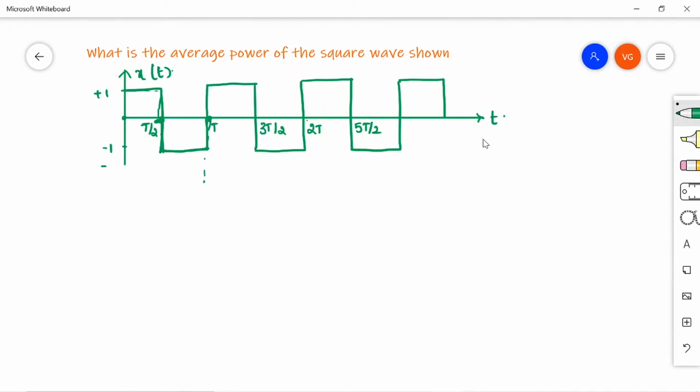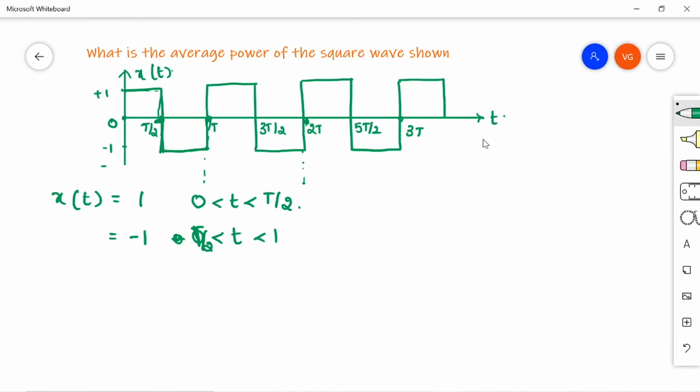Again, the same signal is repeated from T to 2T. Again, the same signal is repeated from 2T to 3T. So, the signal has to be defined for one cycle. So, x of t is equal to, you have from 0 to T by 2, the amplitude is 1, for 0 less than t less than T by 2. And from T by 2 to T, the signal amplitude is minus 1, so T by 2 less than t less than capital T, right? So, the amplitude is 1 for 0 to T by 2 and minus 1 for T by 2 to T.